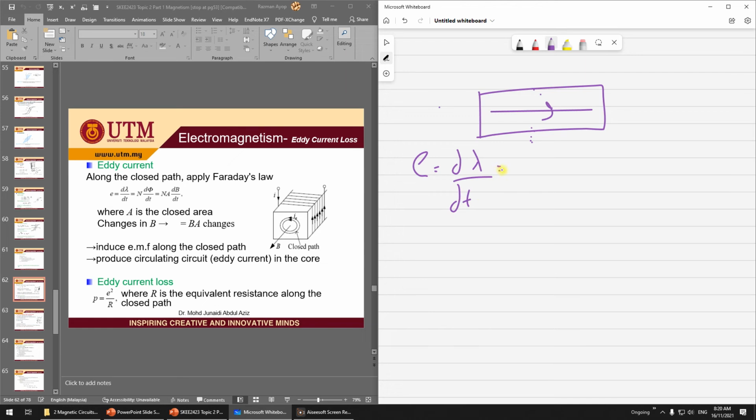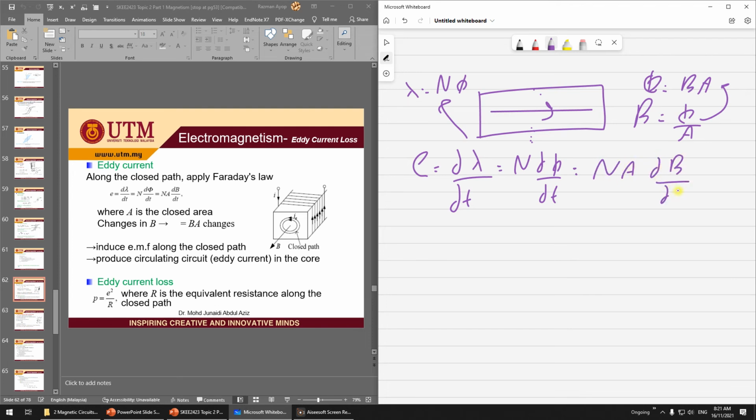Remember flux linkage is N times flux over dt, because flux linkage lambda equals N flux. And of course flux equals BA. Remember B equals flux over area, so basically it will become E equals N A dB over dt.